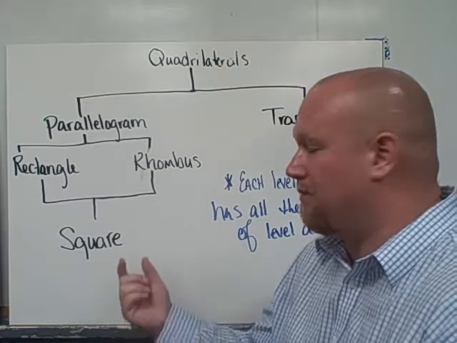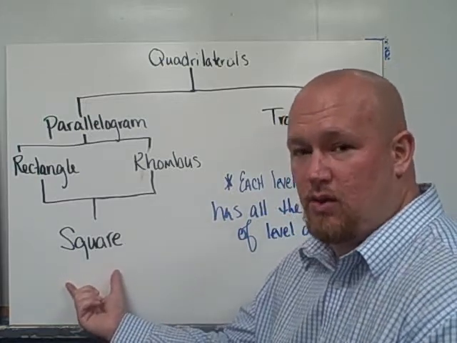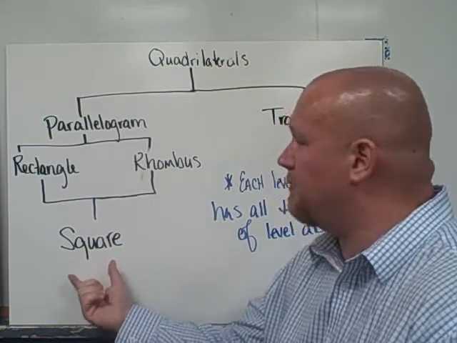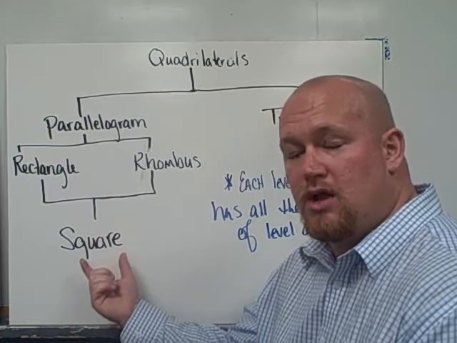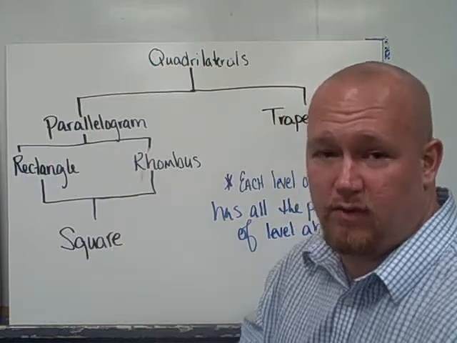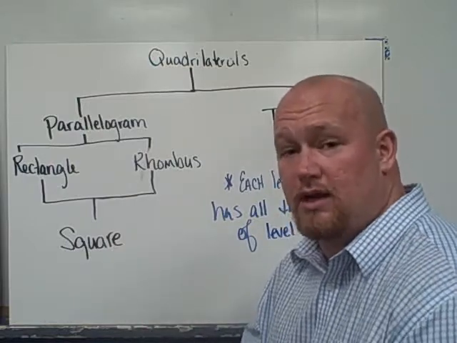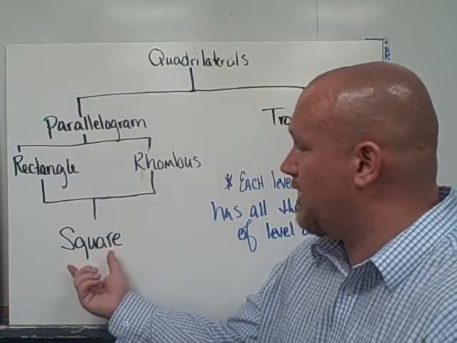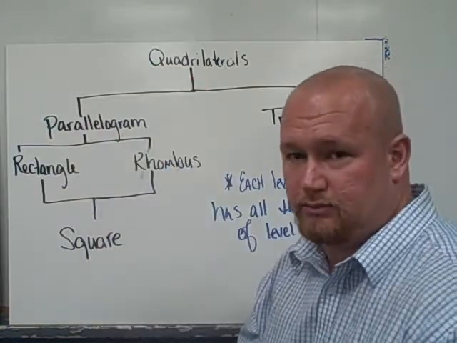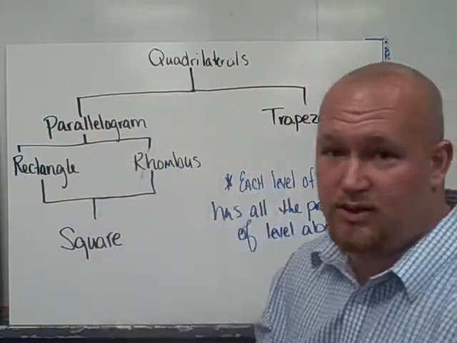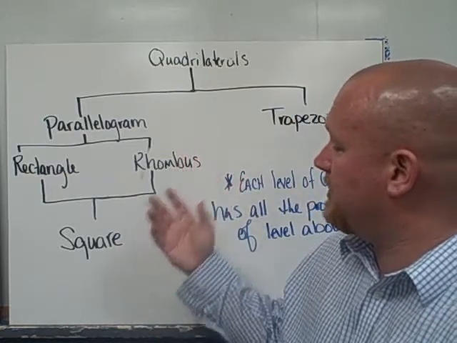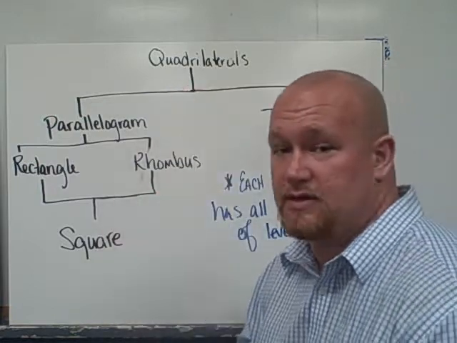But then the last, like the bottom of the totem pole in the quadrilateral hierarchy, is the square. The square has all of the properties of everything above it, because we know squares can be rectangles and we know squares can be rhombuses, because squares have four congruent sides and squares have four 90-degree angles. Squares have two sets of parallel sides and squares are a four-sided polygon. Squares have nothing in common with the trapezoid except that they're a four-sided polygon. All the same properties from the bottom straight to the top. It's a hierarchy of a parallelogram.